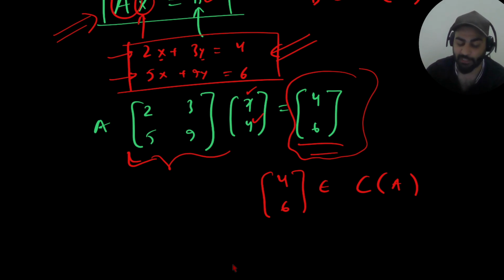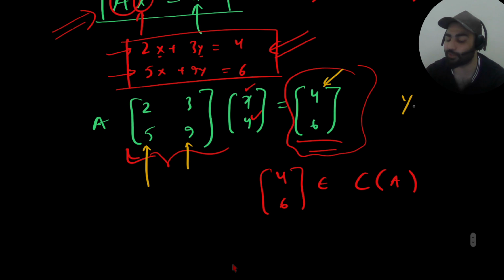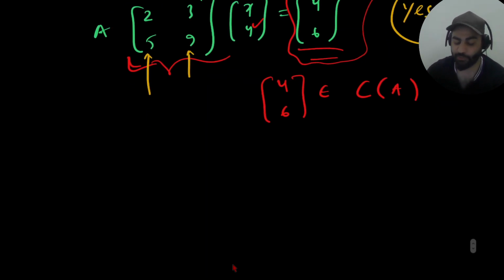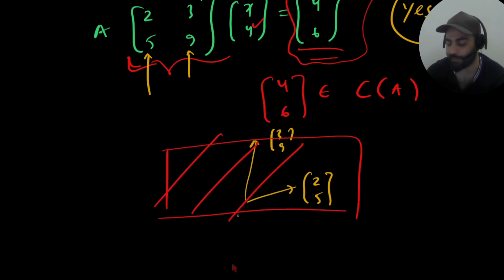So here you know that these two vectors are what we call linearly independent, so they'll span the whole 2D. And this vector is in 2D, so yes, there is a solution, because these two vectors are independent. So 2, 5, let's suppose, will be like this, and 3, 9 will be like this. If you take all the linear combinations of these vectors, they'll again span the whole 2D plane. Okay. So you'll get this vector as well. You can get this vector.